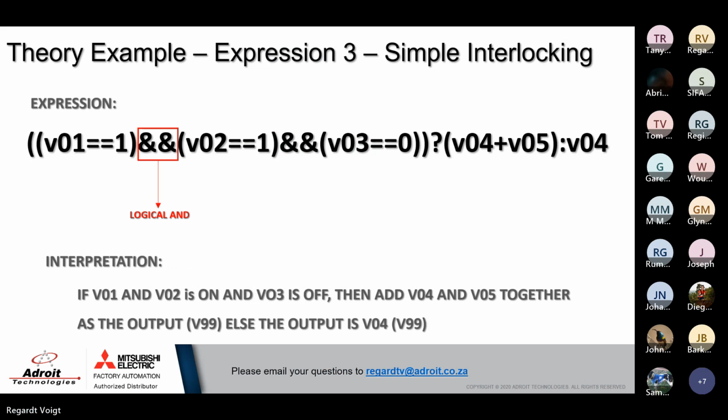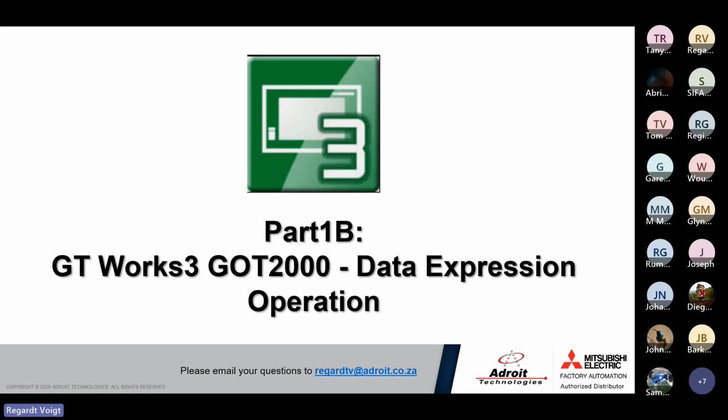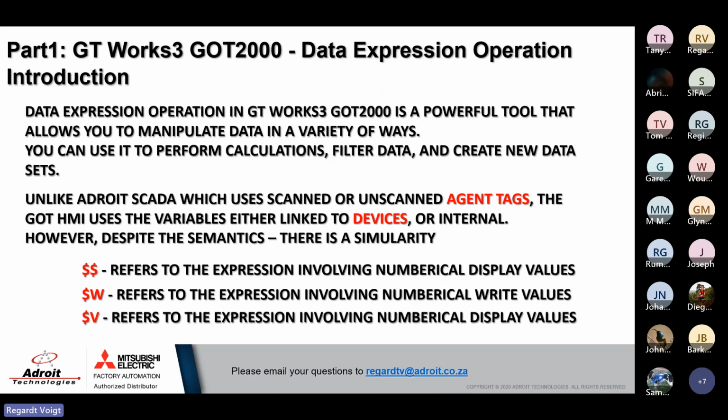Right. So for the next part, we'll have a look at GTWorks GOT2000 data expression operation. There are a lot of similarities and a lot of differences as well. Basically, it comes down to the functionality of a SCADA versus the functionality of an operating terminal, which have a lot of overlapping functionality, but there's also exclusive functionality on either side. But we'll look at the common parts here in this presentation.